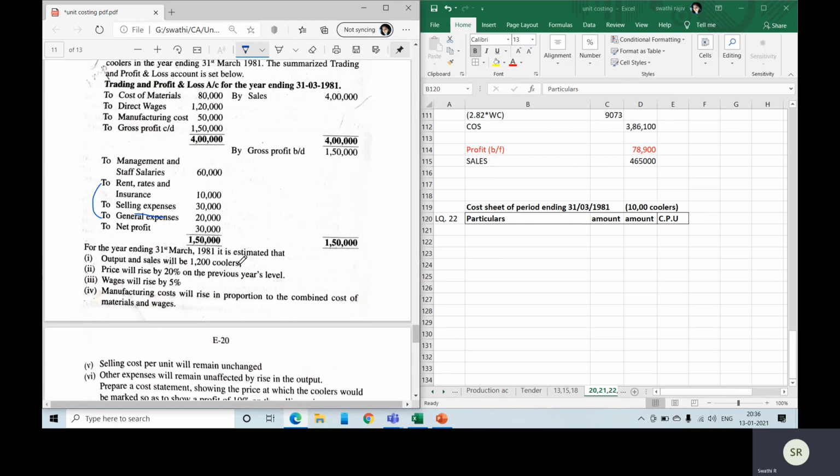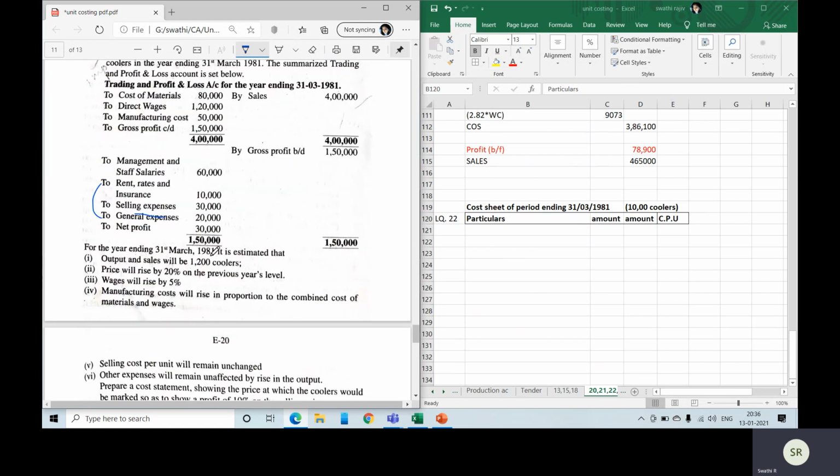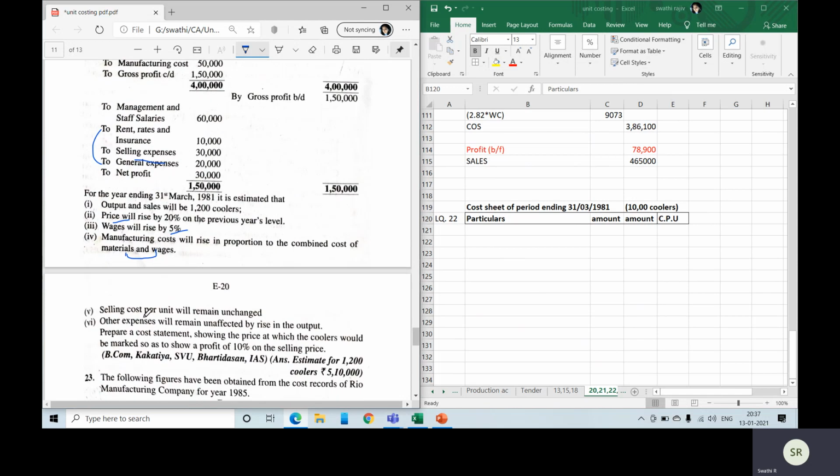And then for the year ending 31st March 1981, it is estimated that output and sales will be 1,200 coolers. Next year it's going to be 1,200 coolers. Price will rise by 20% on previous year's level. Wages will rise by 5%. Material prices will rise by 20%, wages by 5%. Manufacturing cost will rise in proportion to the combined cost of material and wages. Here they are saying manufacturing cost will rise not in proportion to wages alone, it will rise in proportion to material and wages. We'll see what to do about that. Selling cost per unit will remain unchanged.